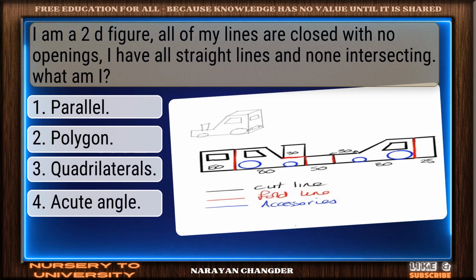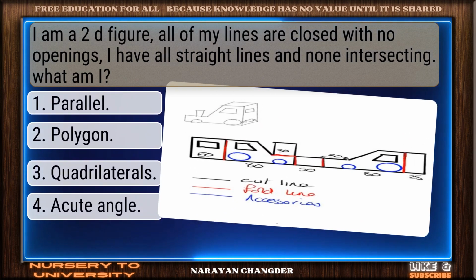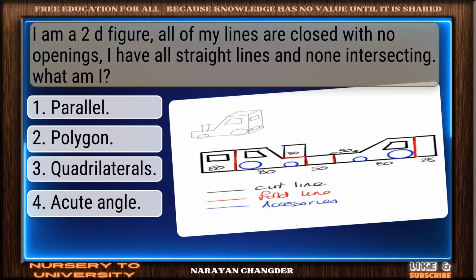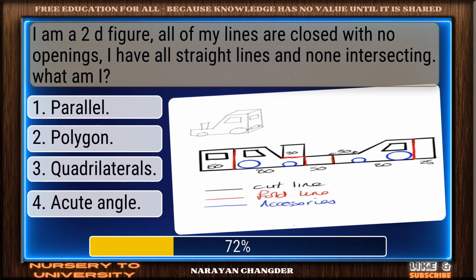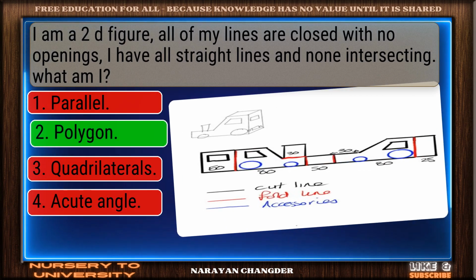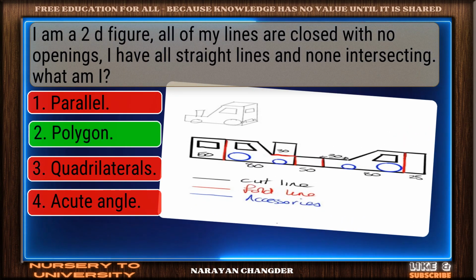Question number 14. I am a 2D figure. All of my lines are closed with no openings. I have all straight lines and none intersecting. What am I? Great job. Polygon is the accurate answer.